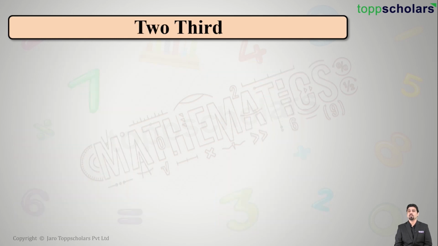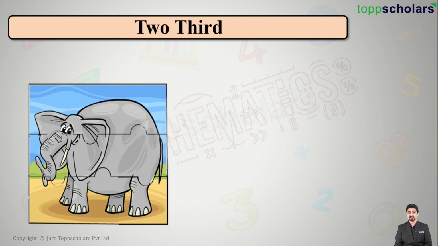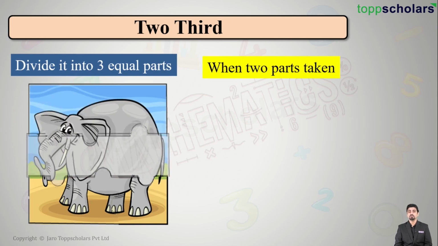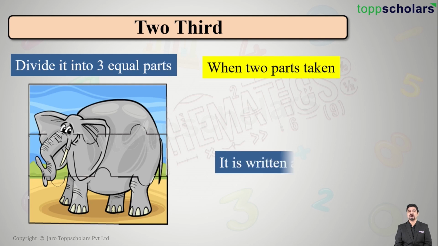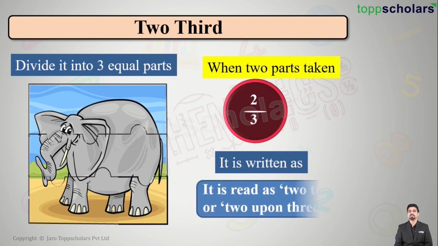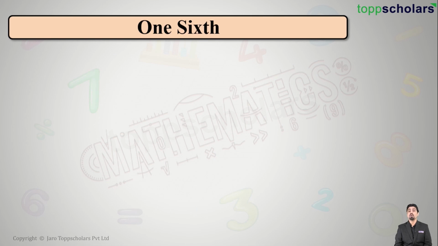What is then 2/3? Simple. If a picture is divided in 3 equal parts and 2 parts are taken out of the 3, 2 out of 3, we have taken 2 upon 3 parts, and this is read as 2/3. So 1 upon 3 is 1/3, 2 upon 3 is 2/3. Understood? Great. Let's move on to the next one.